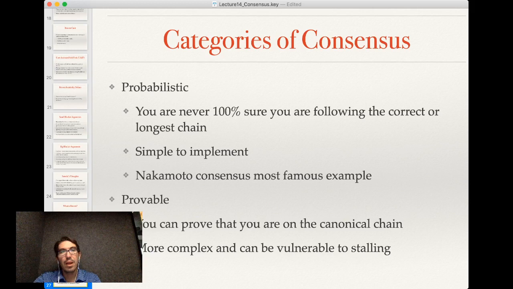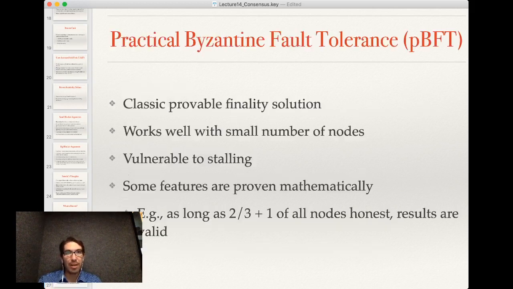So this is relatively simple to implement, but in its most famous form of Nakamoto consensus with proof of work, it's also very inefficient, uses up a lot of electricity, as we've seen before when we talked about proof of work. Provable consensus is more complex. It can be vulnerable to stalling, that is lack of liveness. It can't continue onwards at certain points. It may get stuck, something you'll never see with most probabilistic consensus algorithms, but you can prove to 100% you are on the canonical chain. You may not always know that you have the latest version of it, but you definitely know what has been approved by the network, and it will not change.